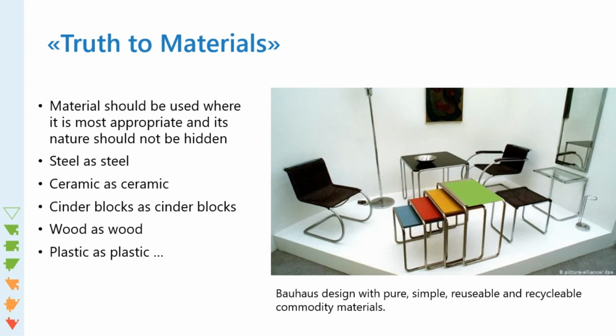And a principle that they also used is something they called truth to materials. So the material should be used where it is most appropriate, and its nature should not be hidden. No hidden layers. You see what you see. So the steel is the steel, the ceramic is the ceramic, the cinder blocks are the cinder blocks, wood is the wood, and let's talk about, can the plastic be the plastic?